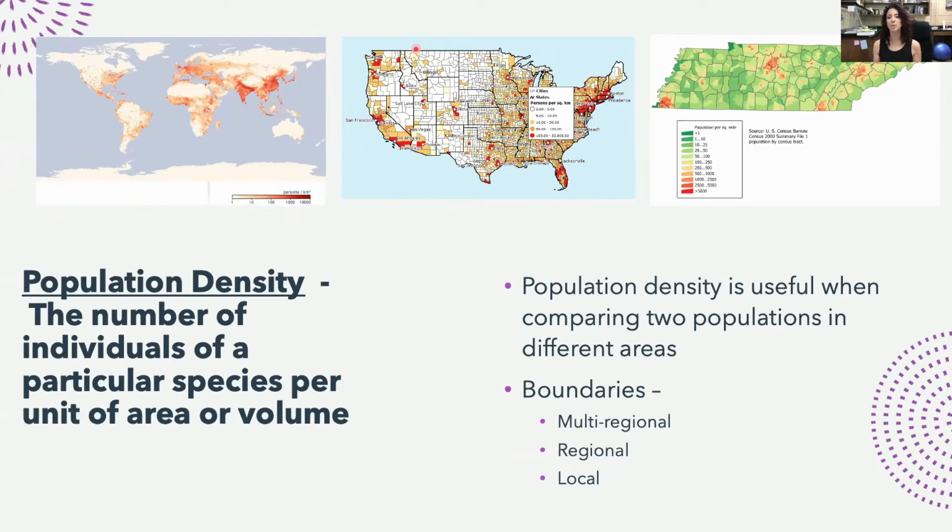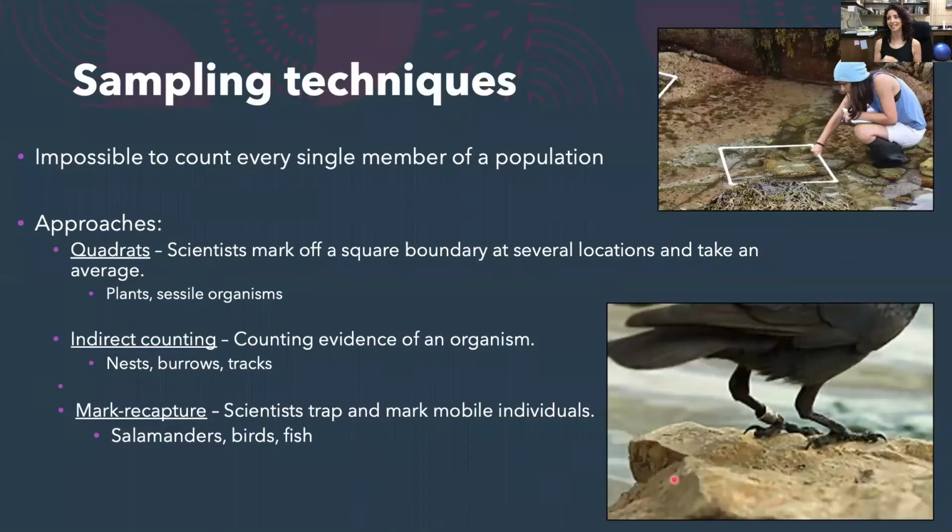Or our questions could be more local. We could be asking questions about population density on a more local scale, and a more local scale would be represented by a state, for example. Even within the state, we could focus in on a county, we could focus in on a city. So all of this is to say that population density questions really center around what you are defining as your boundaries. Once you have your boundaries established, the next question is how are you going to sample that population?